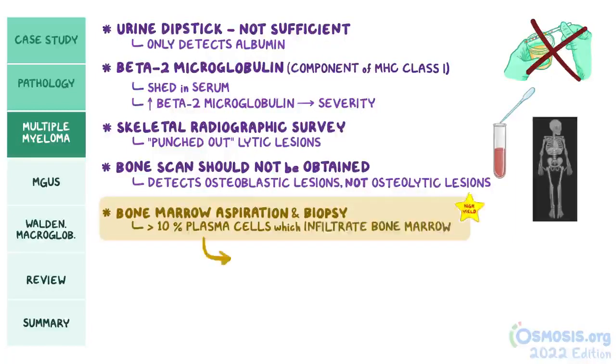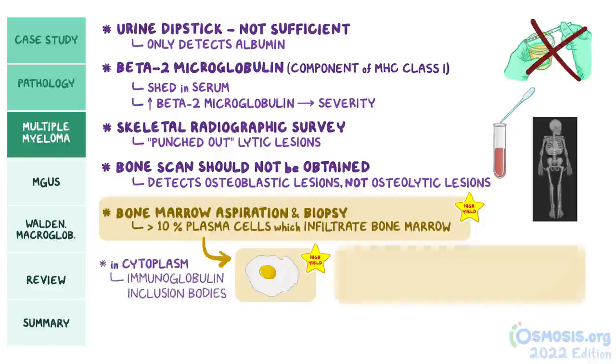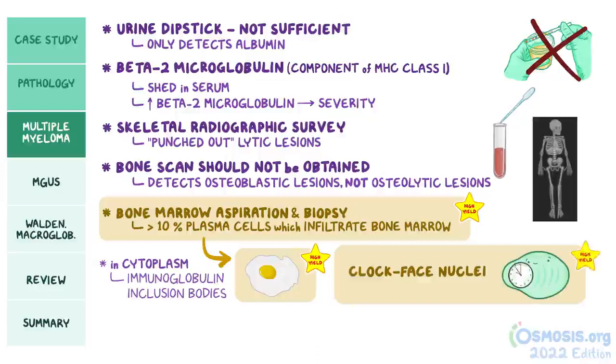Remember that plasma cells tend to have a fried egg appearance, where the large nucleus located at the edge of the cell is the yolk, and the cytoplasm is the egg white. In the cytoplasm, you might see immunoglobulin inclusion bodies. Now if we zoom in on the nucleus, we can see another distinguishing feature called clock-face nuclei, where the chromatin forms a ring like the numbers on a clock.